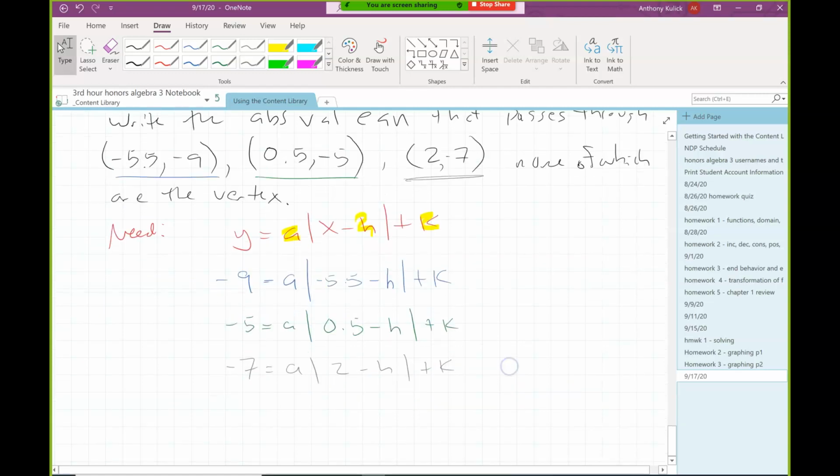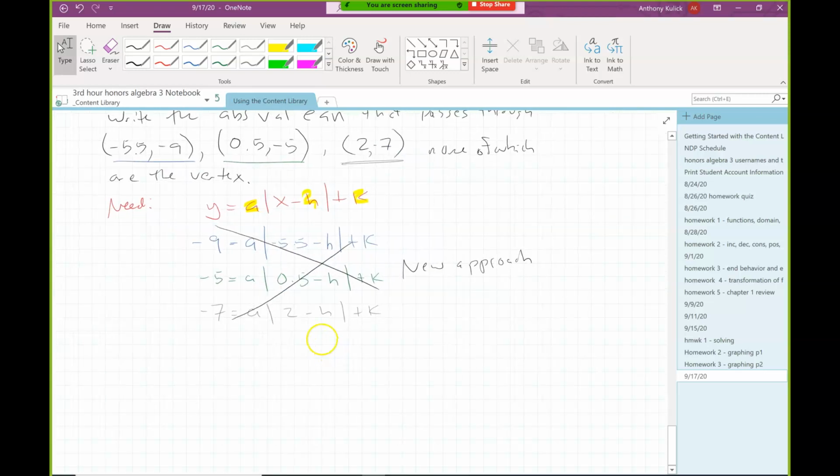If this doesn't work, I have another idea on what I would do here. Yeah, this is going to be a problem, isn't it? So this is bad. This won't work. New approach. I thought maybe that would work. It turns out it probably won't.